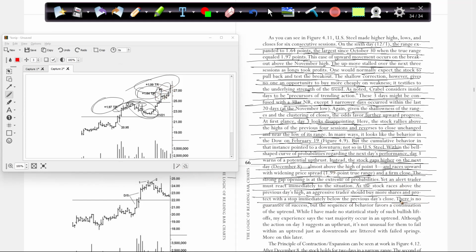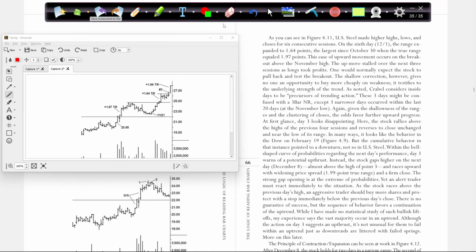There is no guarantee of success, but the sequence of behavior favors a continuation of the uptrend. While I have made no statistical study of such bullish lift-offs, my experience says the vast majority occur in an uptrend. Although the action on day 3 suggests an upthrust, it's not unusual for them to fail within an uptrend, just as downtrends are littered with failed springs. More on this later.